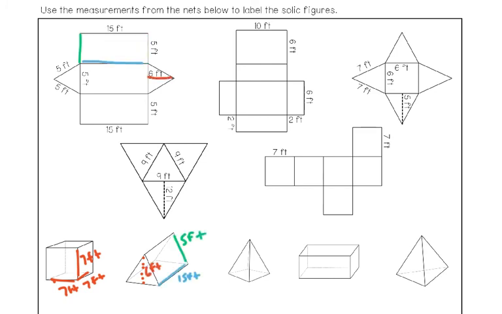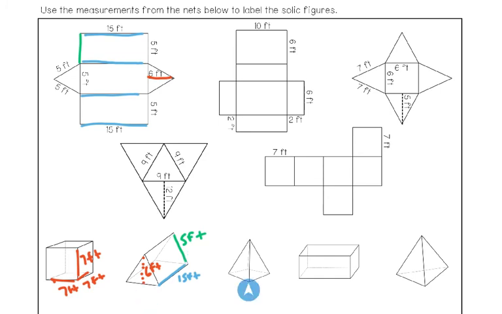All right, so here you can see the measurements for this triangular prism that I took from this net. I took the 15 from this right here. But again, you can see that if that's 15, this is 15, and so is this, and so is this. So that's how I got a length, width, and height of 6, 15, and 5 feet.